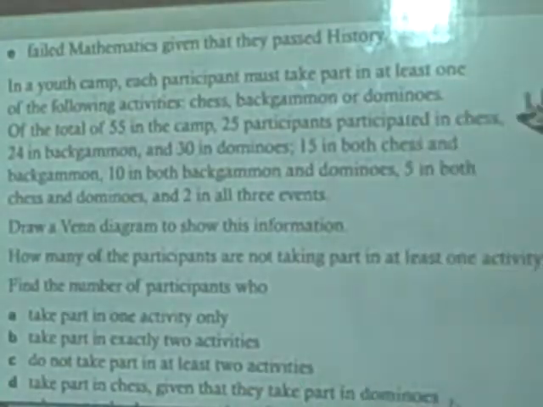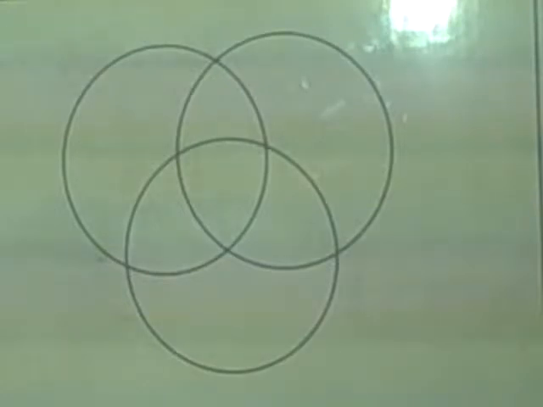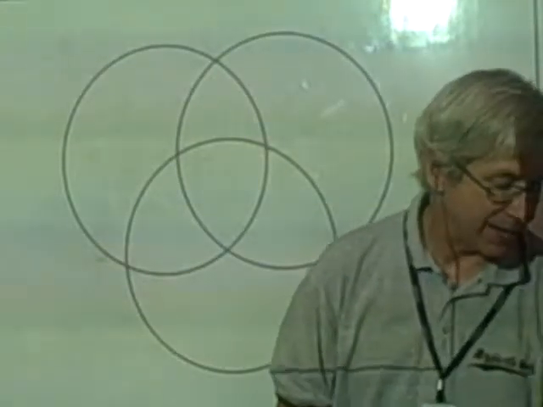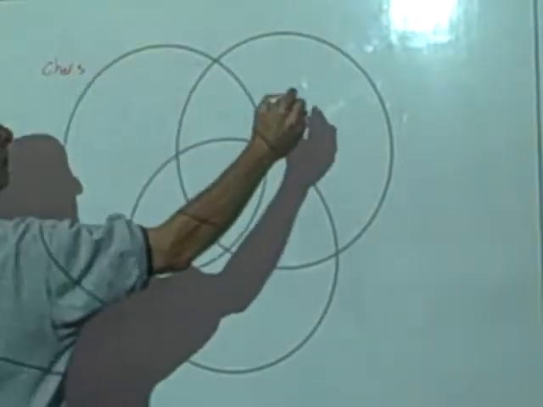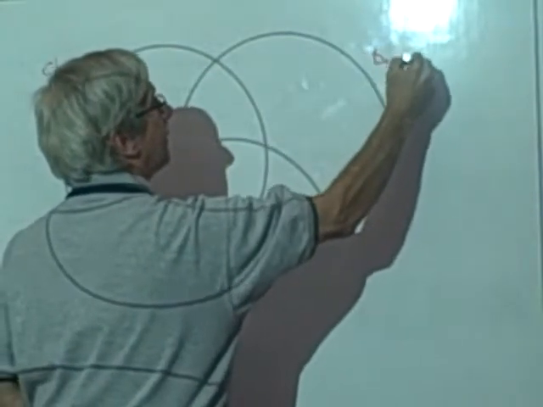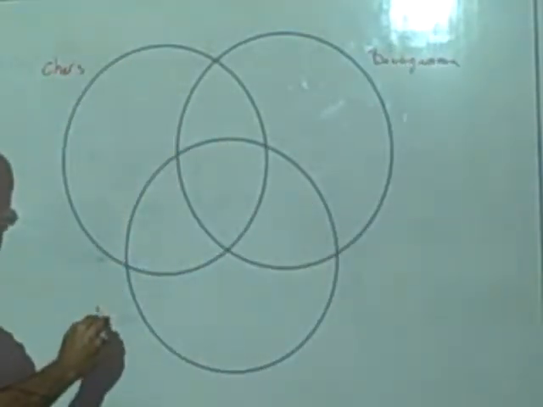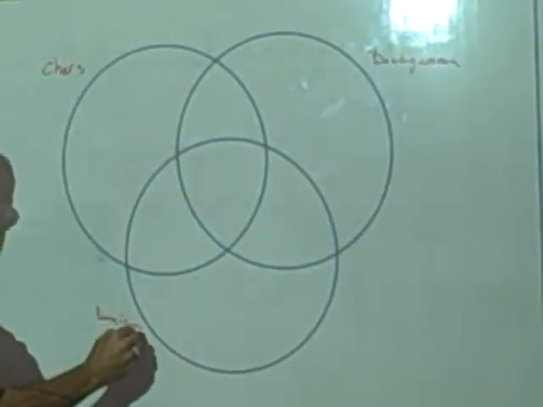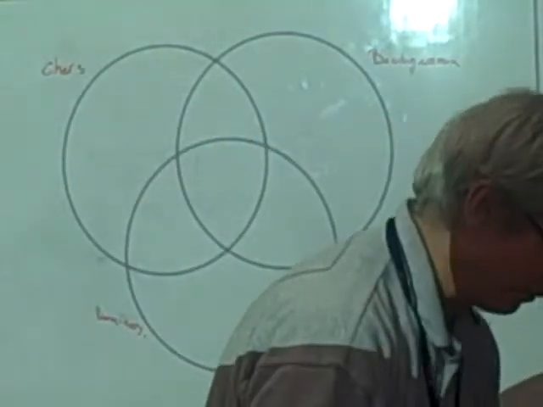So now let's switch to the 3 Venn diagram. Okay, and we're going to label this up. Let's see, let's make it bigger. We're going to label it in terms of chess, backgammon, and dominoes. So let's call this one chess, backgammon, and the third one will be dominoes, okay? All right.